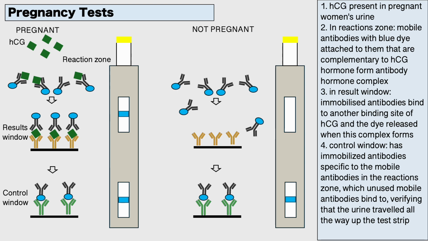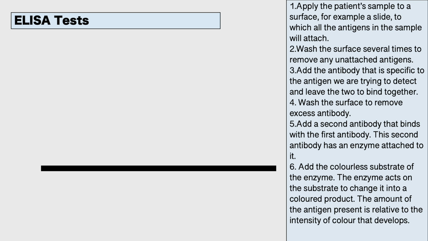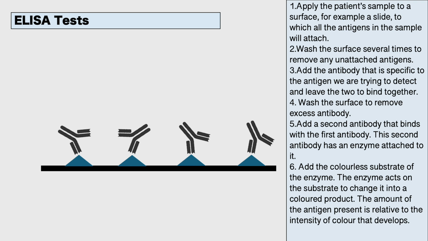We can also use antibodies to do an ELISA test, which is a test we can do to detect the presence and quantity of a protein. Step 1. Apply the patient's sample to a surface, like a slide, to which all the antigens in the sample will attach. Wash the surface several times to remove any unattached antigens, and then add the antibody that is specific to the antigen we are trying to detect, and leave the two to bind together.